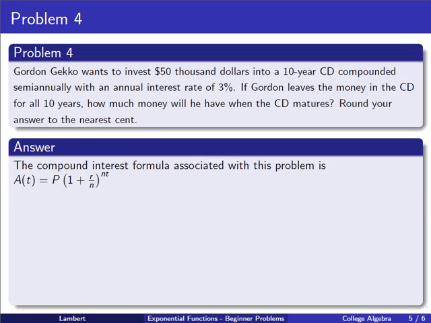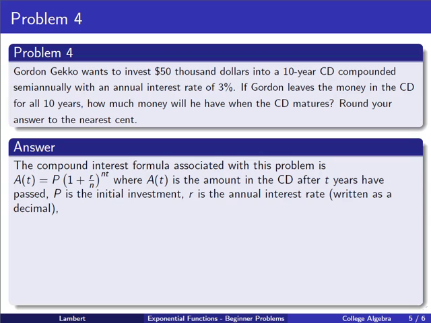So taking a look at that, the compound interest formula is given by A of t equals P times 1 plus r over n, raised to the nt power. Our P is our initial amount invested. A of t is the amount after t years have passed. And we have r as our annual interest rate, and n is our number of times compounded per year.